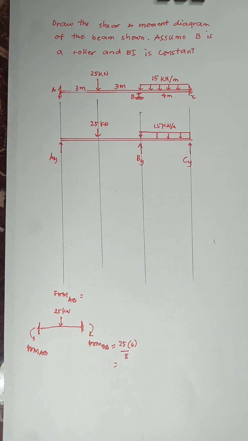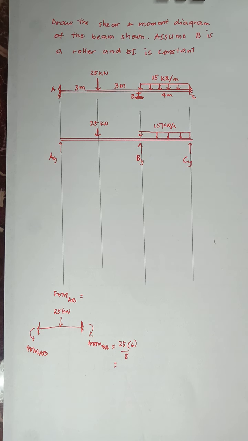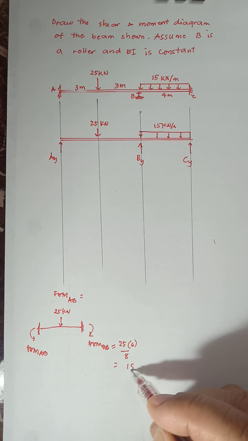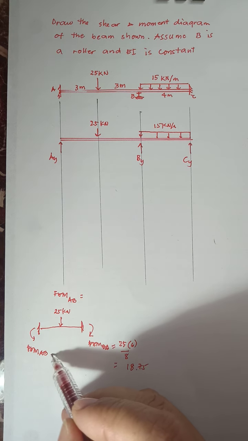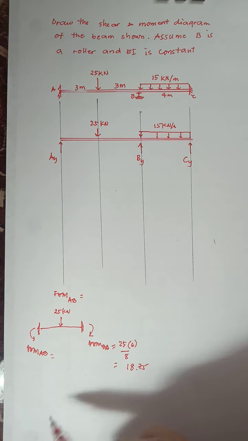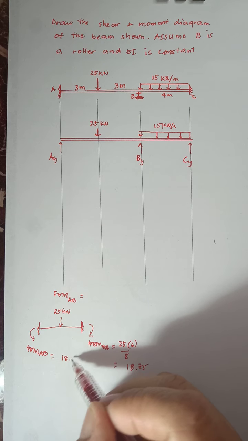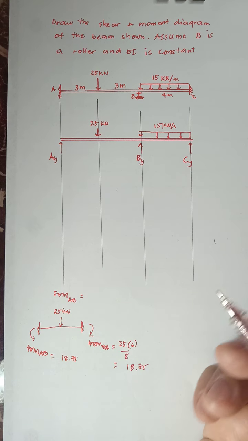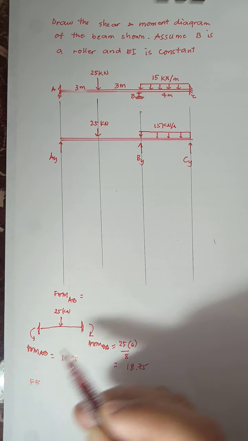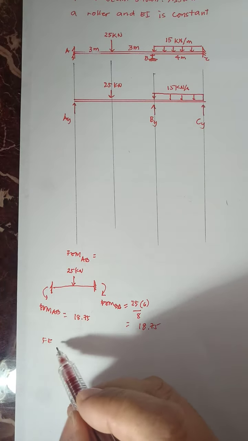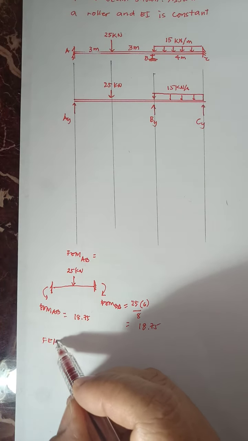pila? Equal to 18.75. Okay. And also at the other end. Okay. Parehas sila. So this will be 18.75. Okay. And then for FEM BC, okay, na continuous man na siya dito.